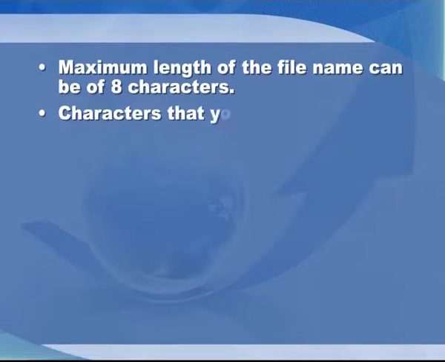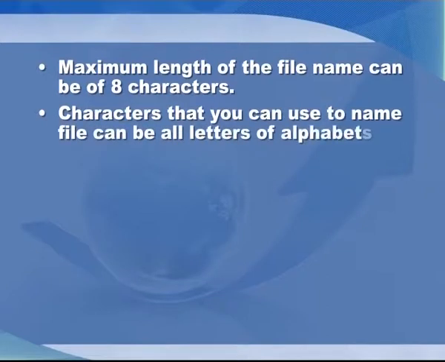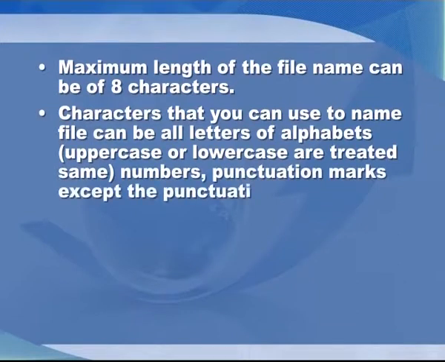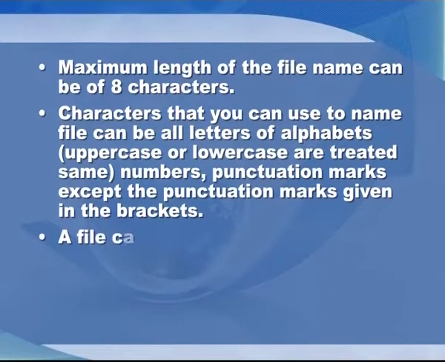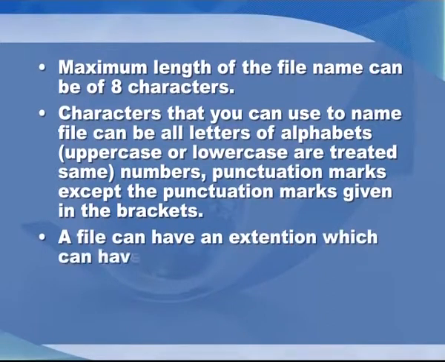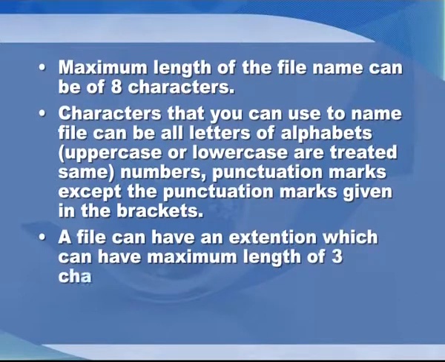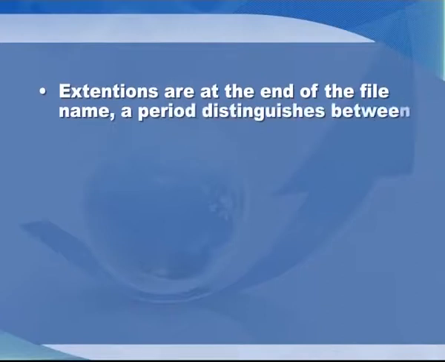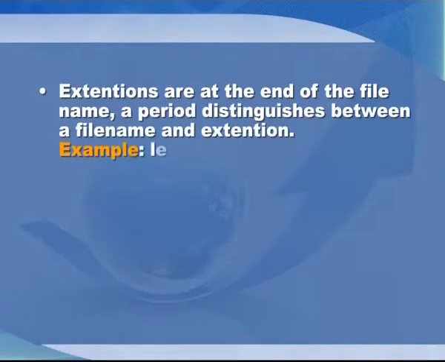General rules for executing DOS commands. File name rule. The maximum length of the file name can be 8 characters. Characters that you can use to name a file can be all letters of the alphabet. Uppercase or lowercase are treated as the same. Numbers and punctuation marks can be used, except the punctuation marks given in the brackets. A file can have an extension which can have a maximum length of 3 characters. Extensions are at the end of the file name. A period distinguishes between a file name and the extension.